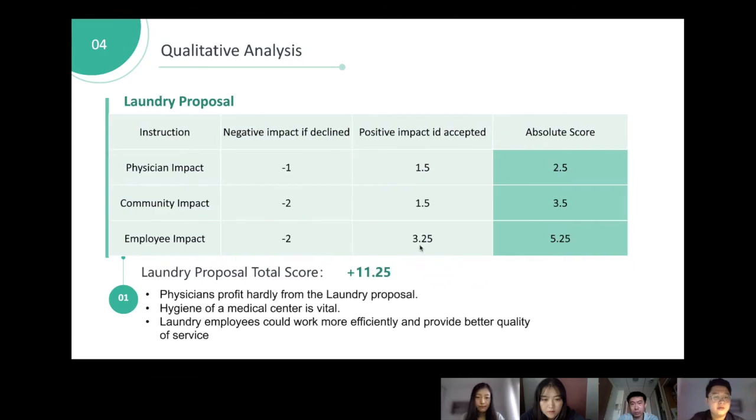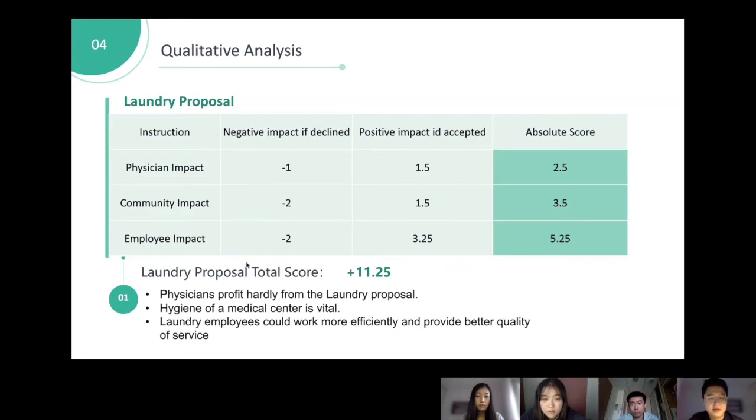And we look further onto the laundry proposal qualitative analysis. For the physician impact, we give a total absolute score of 2.5. This is because we consider that the physicians profit hardly from the laundry proposal. And for the second aspect, community impact, we give a total absolute score of 3.5. This is because we consider hygiene is vital for a medical center.